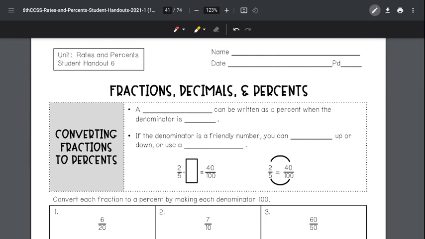All right, this is your fractions, decimals, and percents notes.